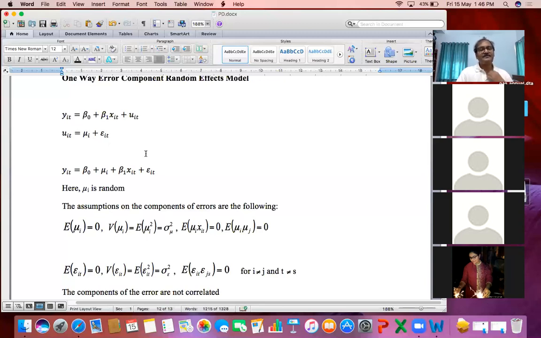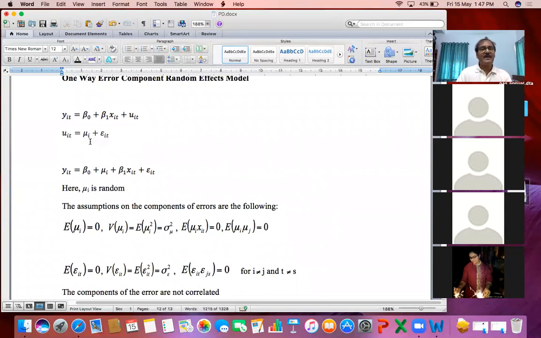So what would be the appropriate method of estimation of the random effect model? We have to look into the behavior of u_it, and the behavior of u_it depends on the behavior of μ_i as well as the behavior of epsilon_it.